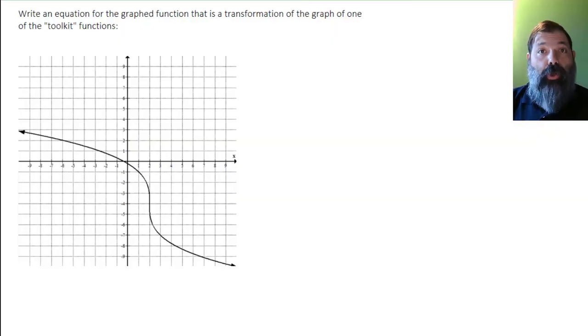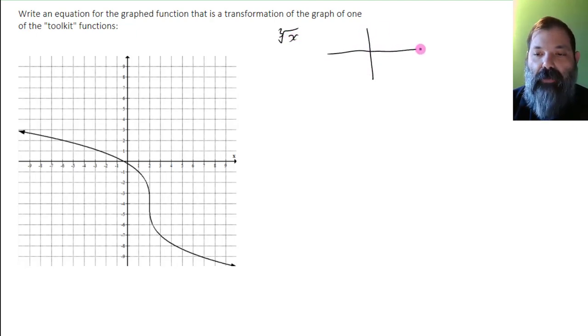Write an equation for the graphed function that is a transformation of the graph of one of the toolkit functions. All right, so this graph to me looks like a transformation of the cube root function. So I'm seeing this as some transformation of cube root of x.